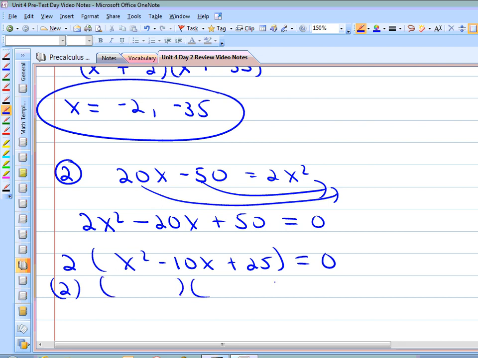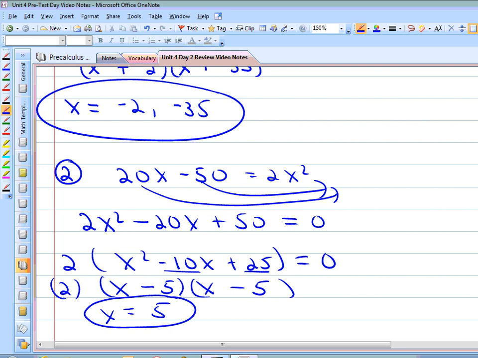But this will have a factor, and we'll have x and x. Multiply to 25, add to -10. How about a -5 and a -5? -5 times -5 is positive 25. -5 plus -5 is -10. Now look at this, it's interesting. This time we have an x value of 5, and this would also be an x value of 5. So the only x-intercept for this quadratic would be at 5.